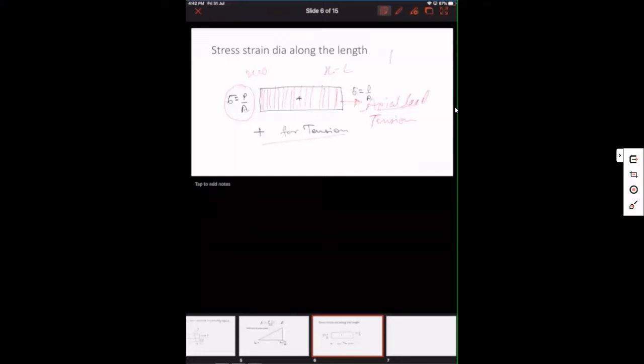Suppose if we have applied a compression force like this, then my axial stress diagram would have become like this: sigma at A is equal to sigma at B, equal to P by A, and this is minus. Minus is for compression.